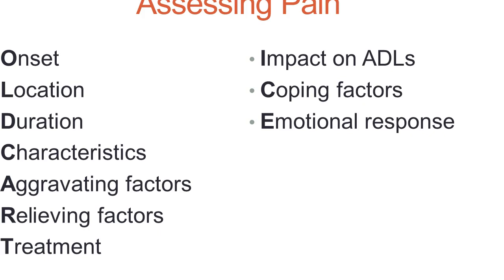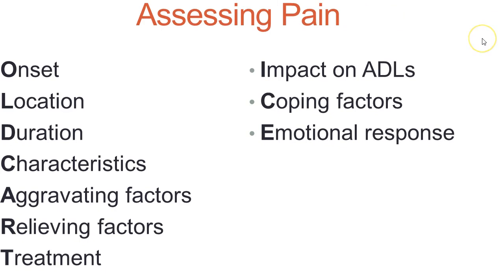Again, when we assess pain, we are definitely finding out more information about that pain. Remember OLD CART and ICE that we talked about from Nursing 100? Onset, location, duration, characteristics, aggravating factors, relieving factors, and treatment, and the impact on activities of daily living, coping factors, and emotional response. All from those acronyms of OLD CART and ICE.